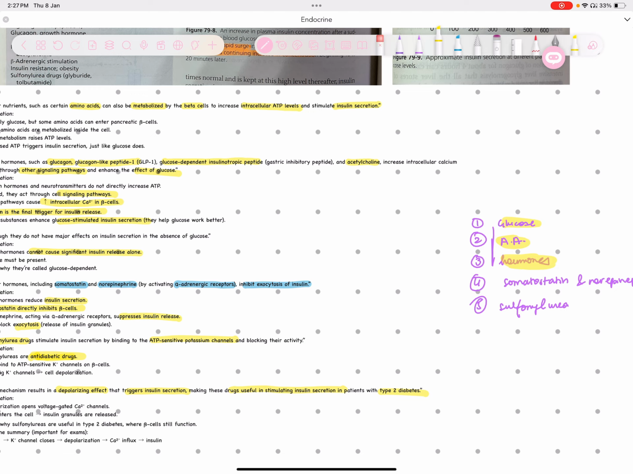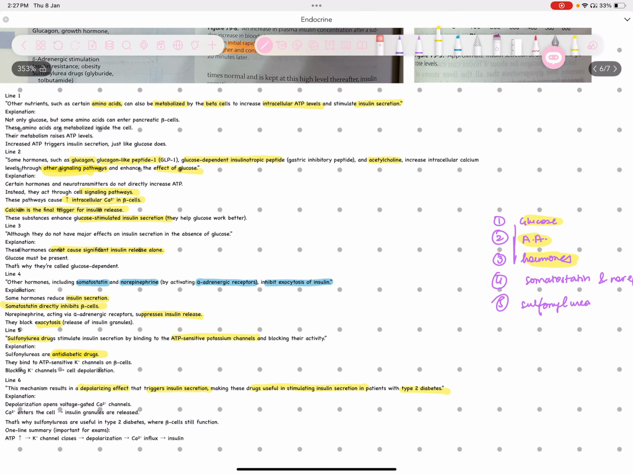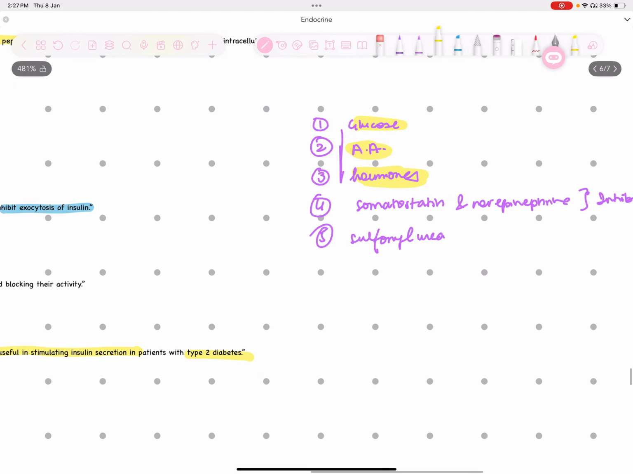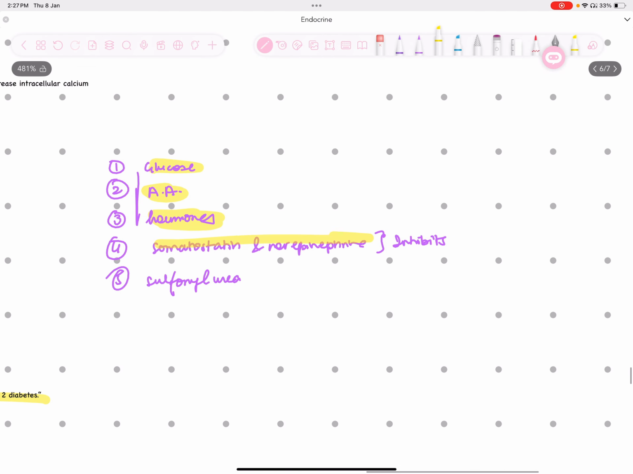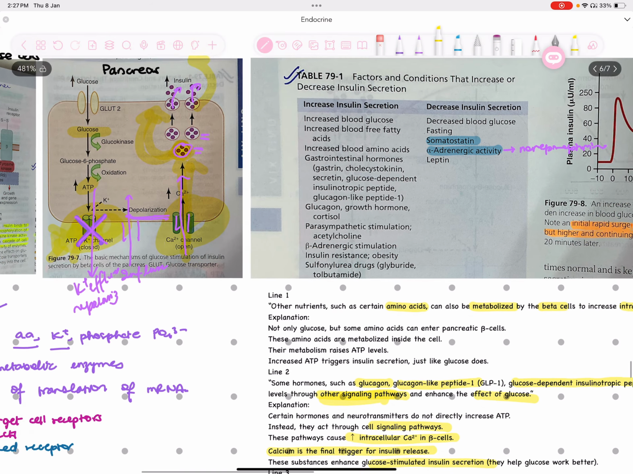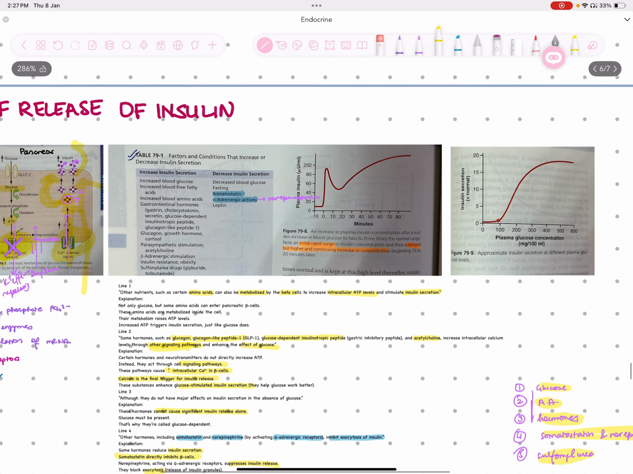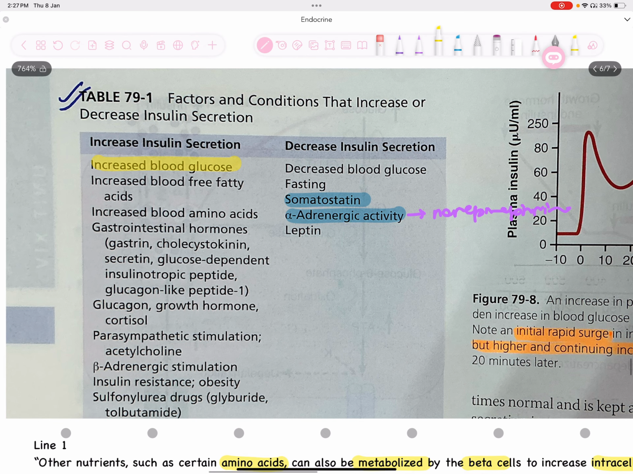What about the hormones? Hormones, they use some other signaling pathways, and because of that, it directly increases the calcium influx. Somatostatin and norepinephrine, they inhibit the exocytosis part of it. Sulfonylurea, it does what? It directly inhibits this, and because of which there will be influx of calcium. And here you can see increased blood glucose, increased blood free fatty acid, increased blood amino acid, and then there's some hormones which we already discussed. What do they do? They increase the calcium influx directly.